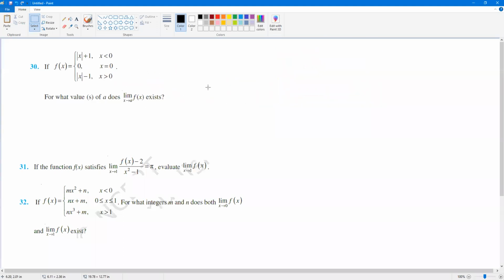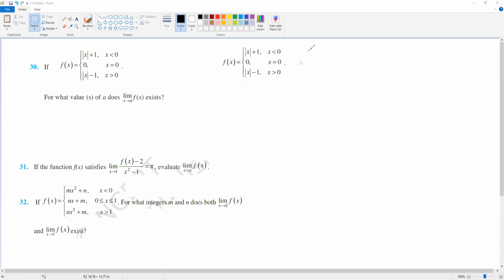देखो क्वेश्चन नंबर 30. फंक्शन दिया है. See 1 second. The question is for what values of a limit exists. कौन सा वैल्यू में लिमिट एक्सिस्ट कर रहे. So just think and let me know. So देखो, there is a, like you can see that you can define this function like this again.